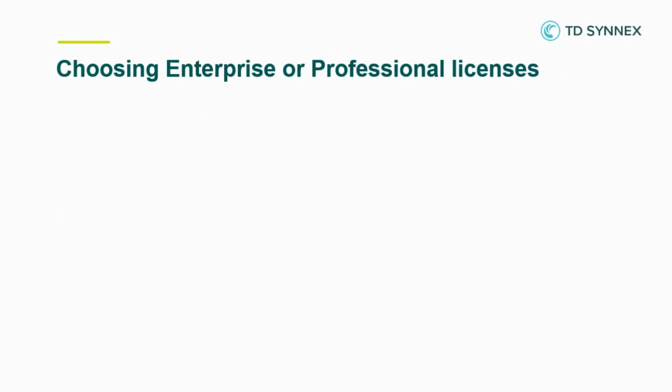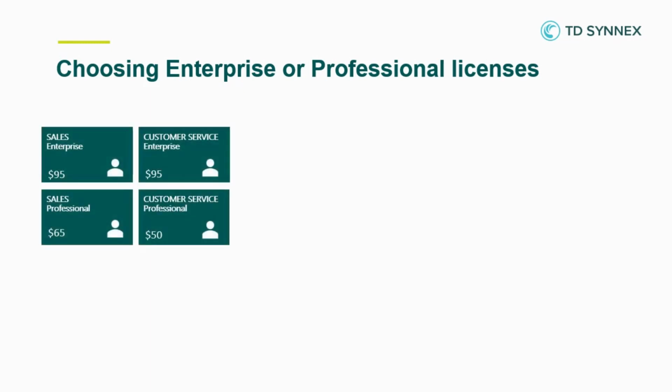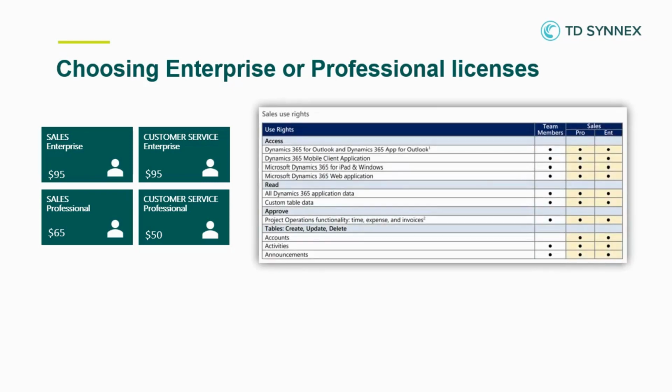Another choice you need to make is whether to choose the enterprise or professional license for the sales or customer service apps. Now, the professional apps contain a subset of the enterprise functionality and are designed for organizations who do not need the full enterprise functionality of an app. The licensing guide is a great place to see what's included in each of the apps. And you can see here a sample of the sales table that shows the features in both apps. Now, it's not the full table that's shown here. It is really quite long, but if you were to look in the guide, then you will be able to make a good comparison between them.